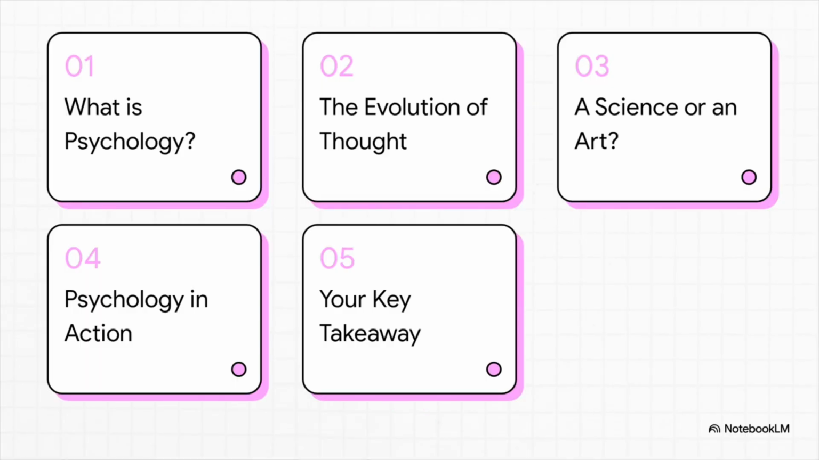So here's our game plan. We'll start with the core definition, what psychology really is. Then we'll trace the evolution of thought, which directly answers that 2024 question. After that, we'll tackle the classic debate. Is it a science or a social science? Then we'll see how it all applies to society. And finally, we'll pull everything together into your key takeaway for scoring those high marks.